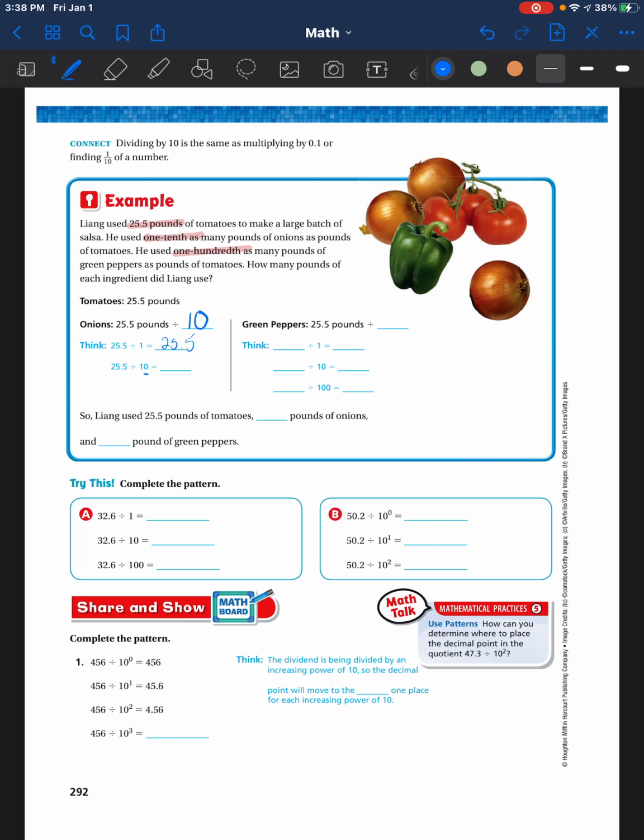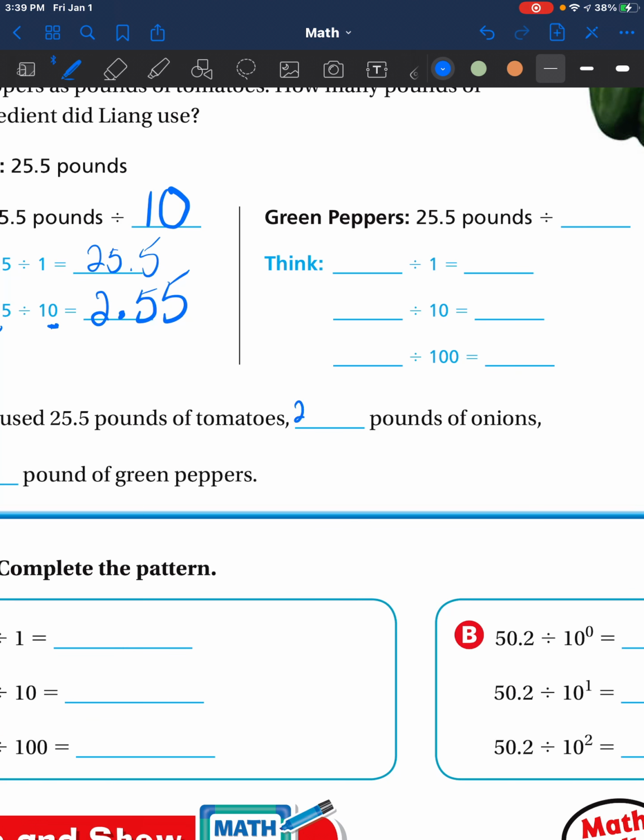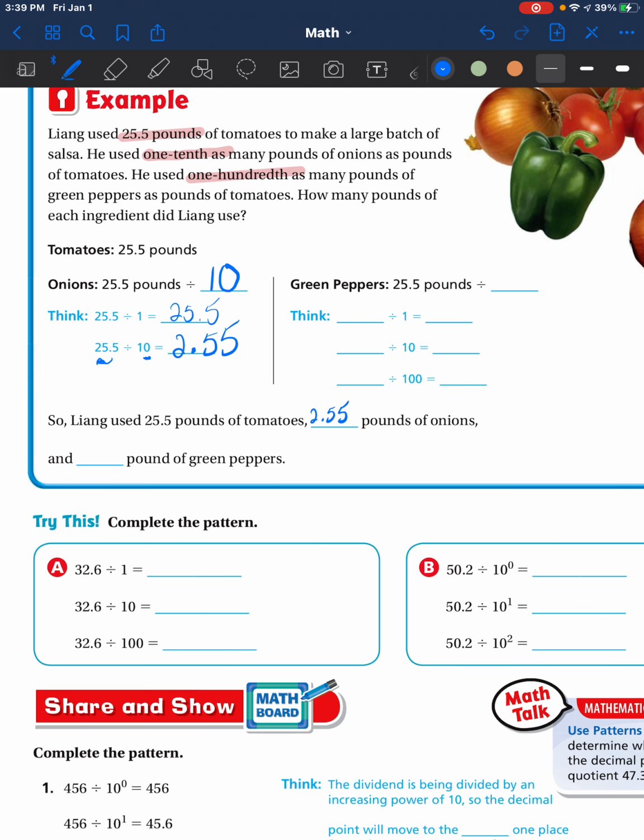Then when we divide it by 10, we have to move it that one place over. So that would give us 2.55 or 2 and 55 hundredths. So that tells us how many onions. Next we have to deal with the peppers. So it said 1/100th as many. So this time we're going to divide by 100. So they start our pattern up for us, and we put our original number in all of these spots here because that's not going to change. And then our pattern is going to take us to 100 because that's what we're dividing by.